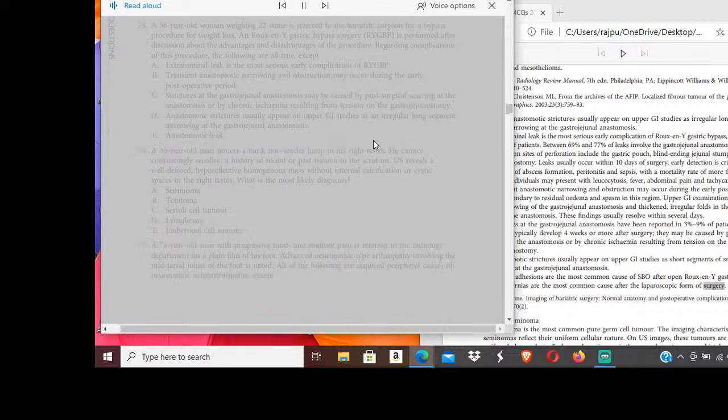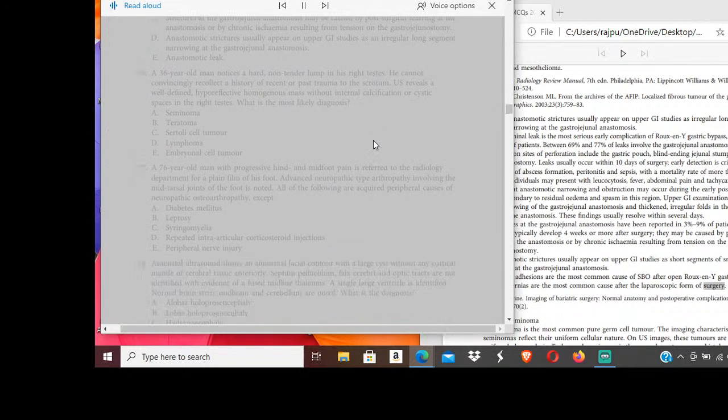76. A 36-year-old man notices a hard, non-tender lump in his right testis. He cannot convincingly recollect a history of recent or past trauma to the scrotum. US reveals a well-defined, hypoechoic homogeneous mass without internal calcification or cystic spaces in the right testis. What is the most likely diagnosis? A. Seminoma. B. Teratoma. C. Sertoli cell tumor. D. Lymphoma. E. Embryonal cell tumor.